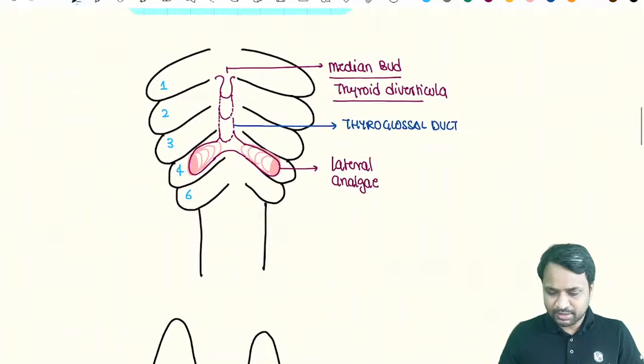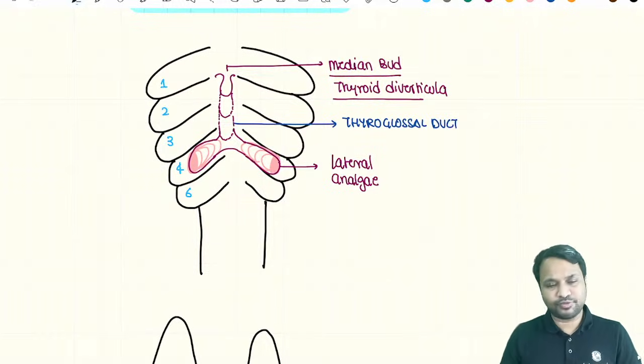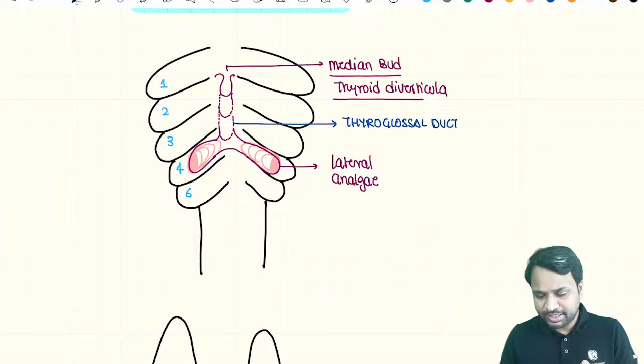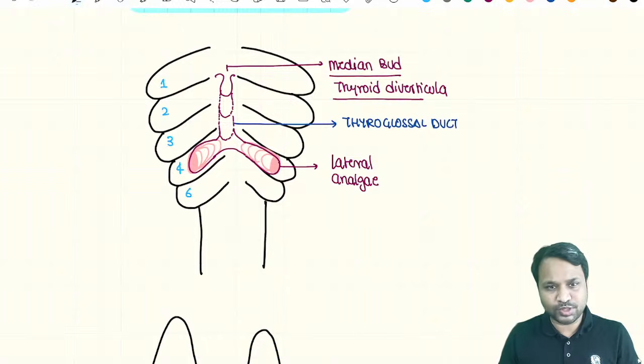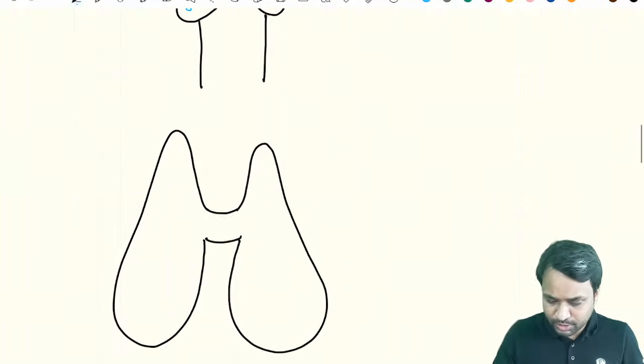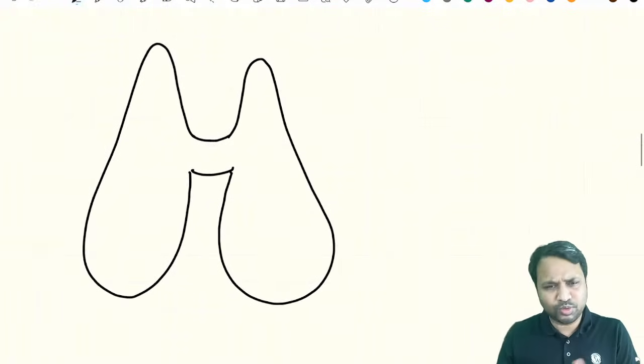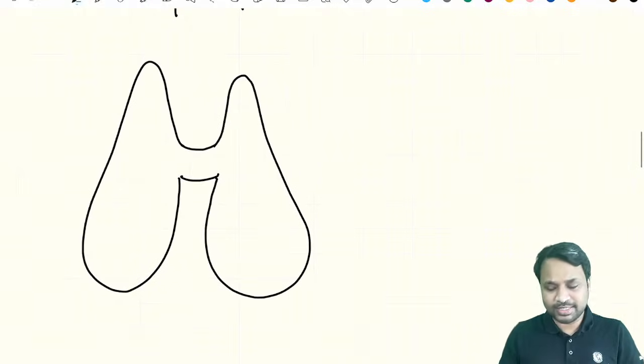So as I was saying, initially the development starts from the median bud. From there the thyroglossal duct arises. It goes and fuses with the lateral anlagen, and once the fusion occurs, it gives rise to this beautiful gland that we have, which is called the thyroid gland.